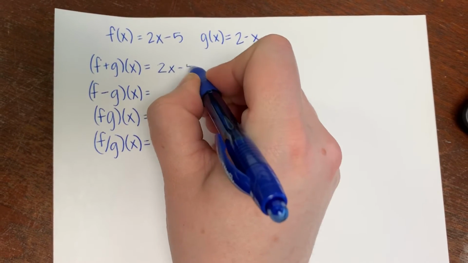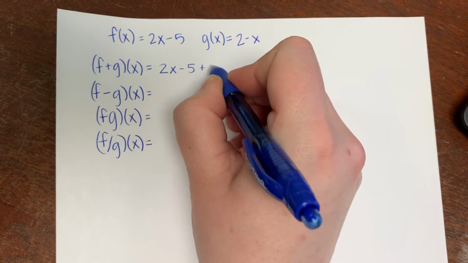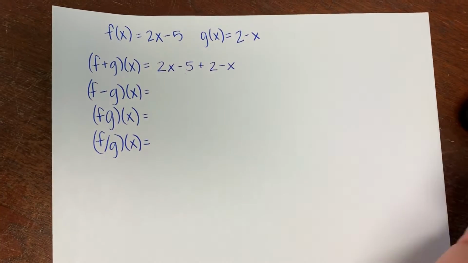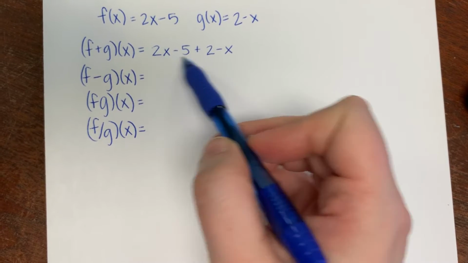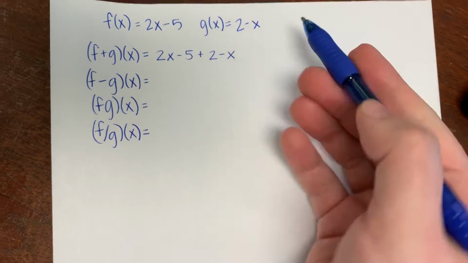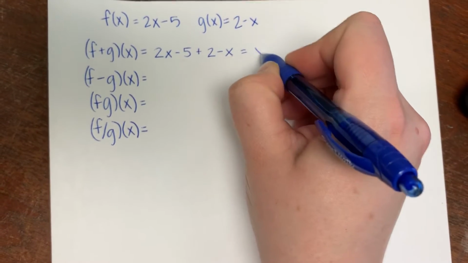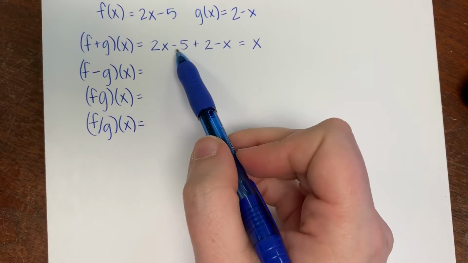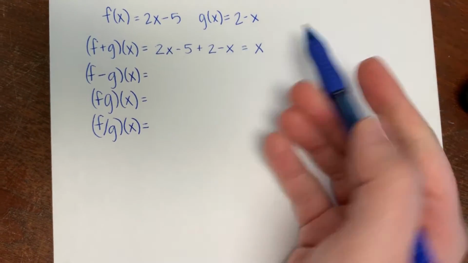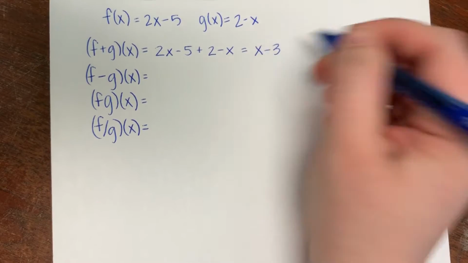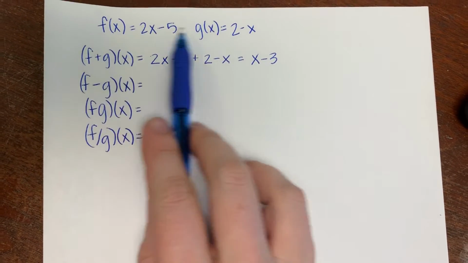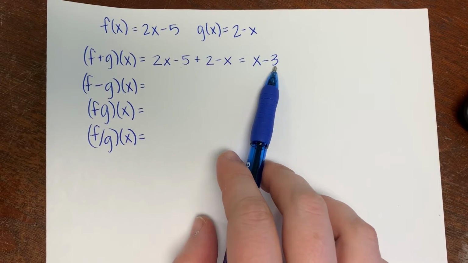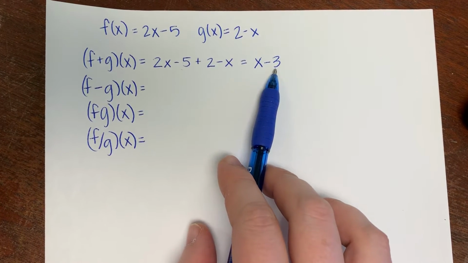2x minus 5 plus 2 minus x. If you have any like terms that you can combine, go ahead and do that. So I have 2x, and this is minus x. 2x minus x is x. And negative 5 plus 2, which is negative 3. So the sum of f of x and g of x is x minus 3. That's the only thing that you can do to simplify that.